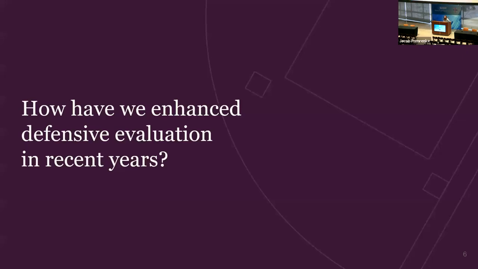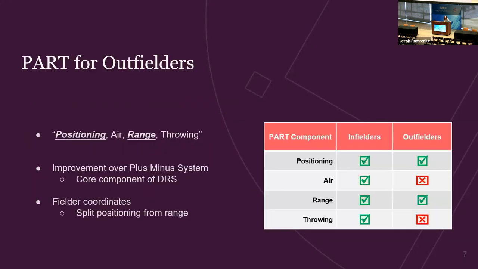So how have we enhanced defensive evaluation in recent years? As I said, I alluded to the PART system for infielders that we introduced to minor league DRS in 2018, but now that we have outfielder positioning data, we can introduce it to the outfield and the minor leagues as well.